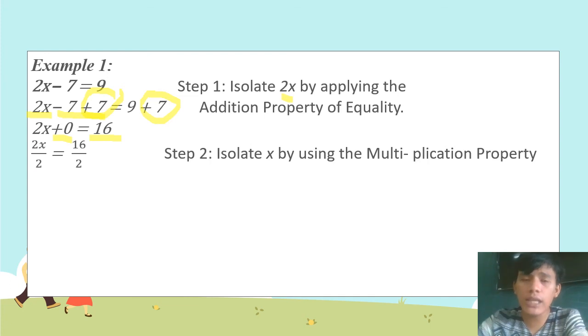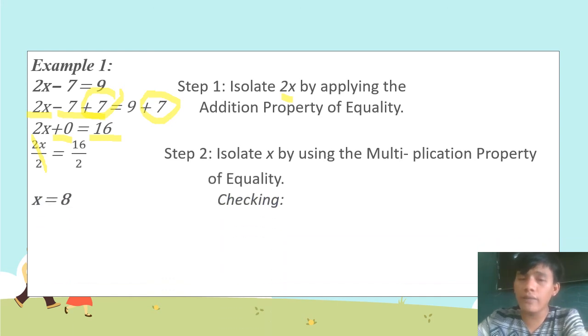Step 2. Isolate x by using the multiplication property. So we divide both sides by 2. So 2x over 2 will be equal to what? 16 over 2 is equal to 8, because 16 divided by 2 is 8. So the value of our x is equal to 8.